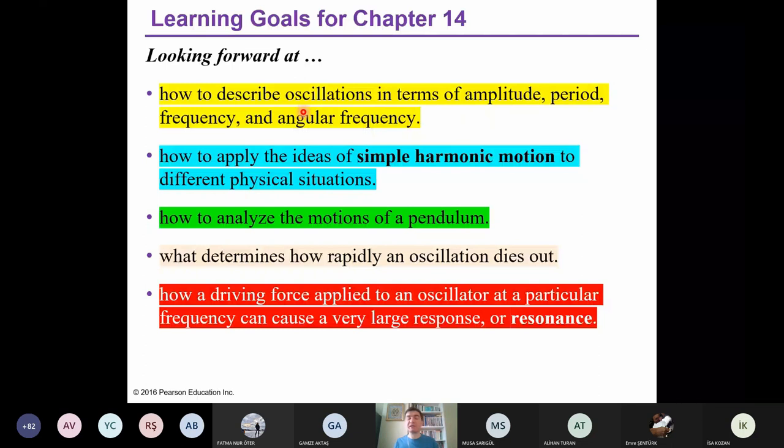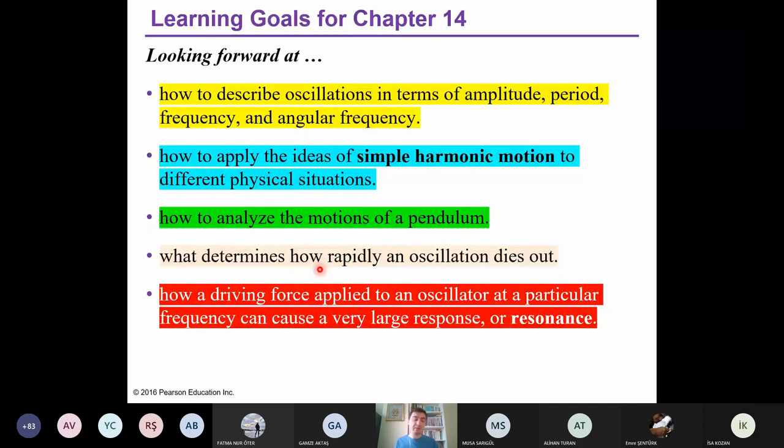And then in the next lecture, we will analyze the motions of a pendulum, and we will learn what is the damping in oscillations. So some oscillations will die out after a certain time, which is called damping, and we will also learn the damped oscillations in the next lecture. In addition to that, we will learn how a driving force applied to an oscillator at a particular frequency can cause a very large response, or resonance.